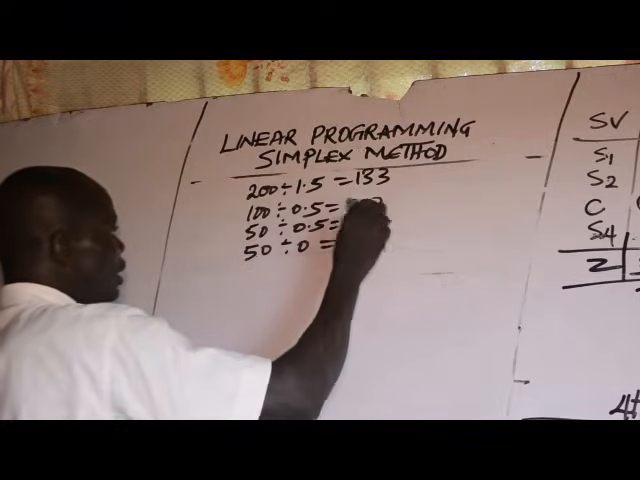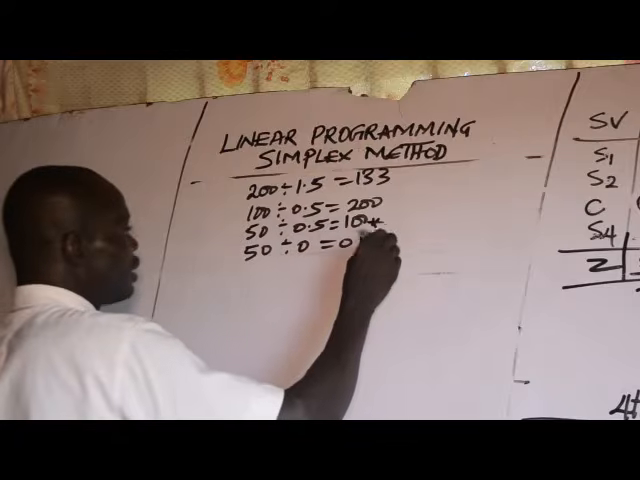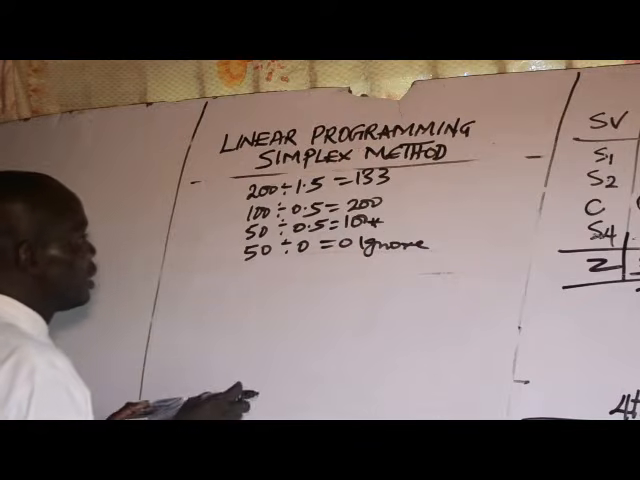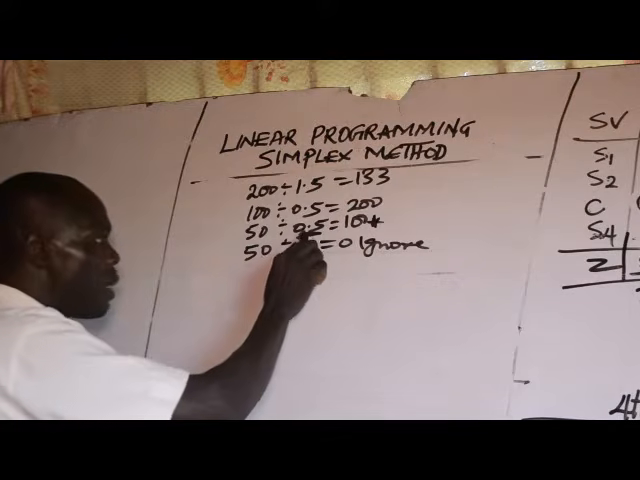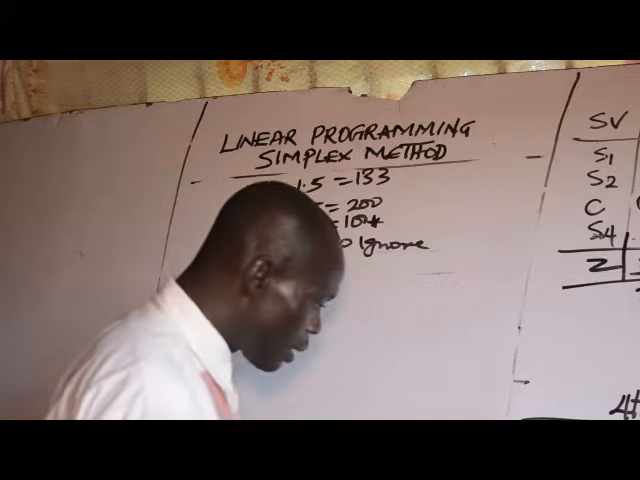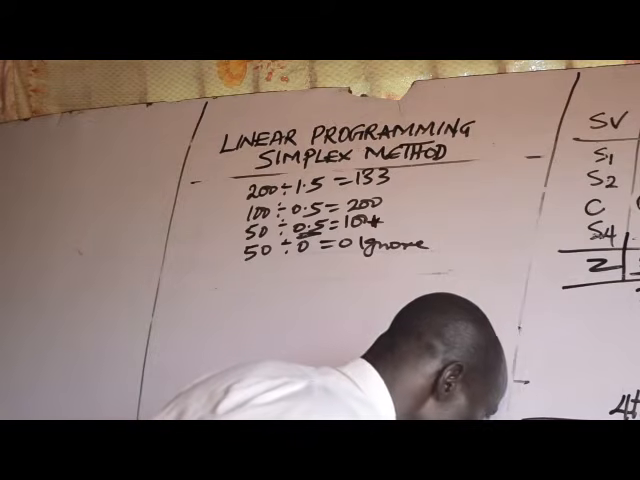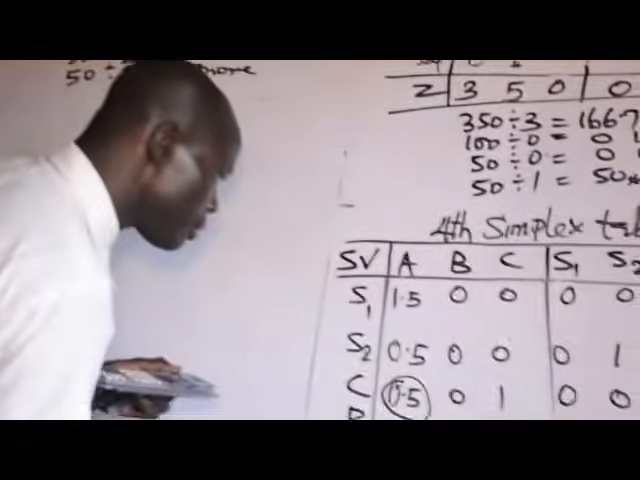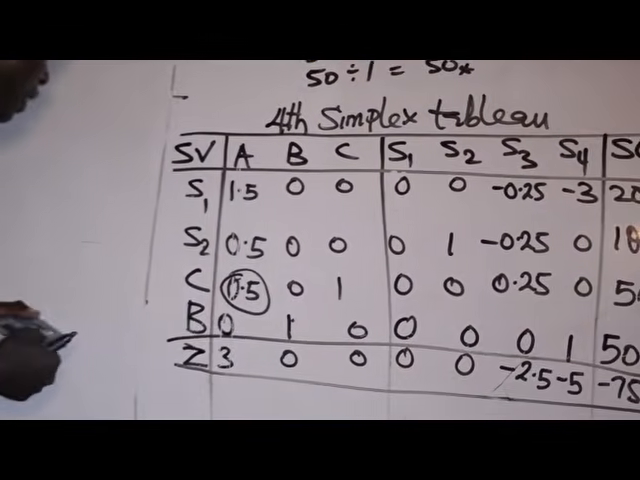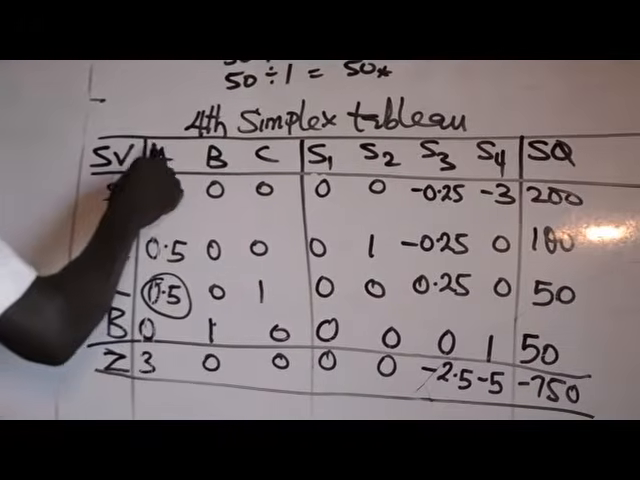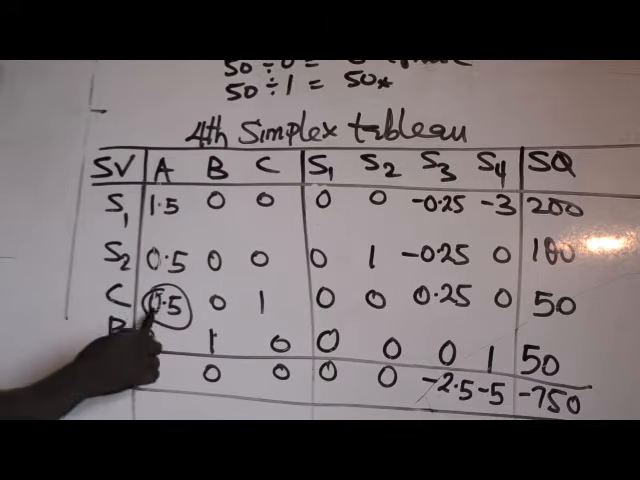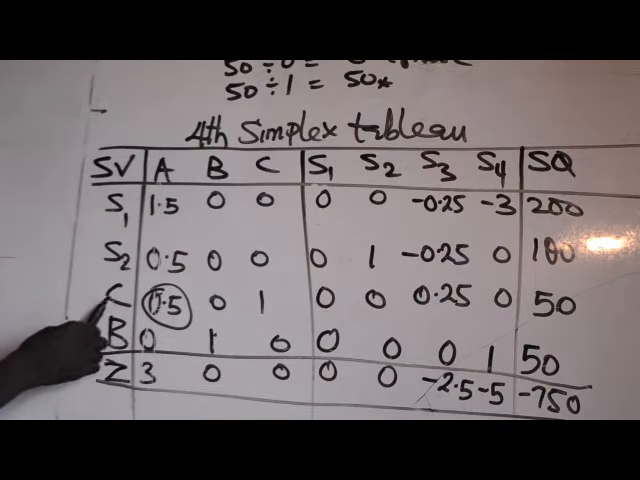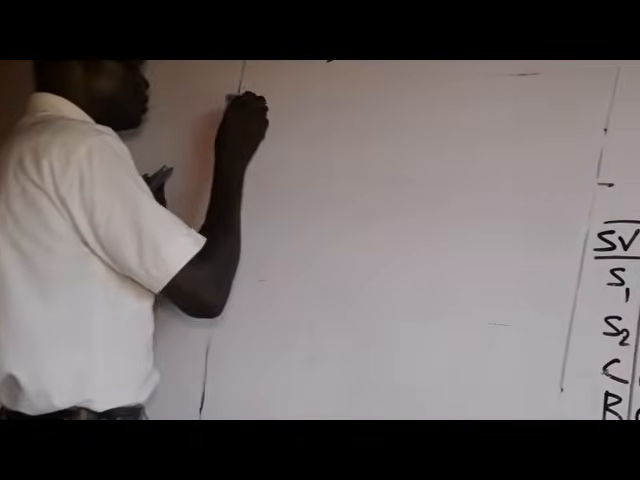The least is 100. I've told you that anytime you have a 0, that one should be ignored. So if the least is 100, this 0.5 should be our pivot. This is our new pivot. So we are going to replace the letter C here by the letter A. C is changing to A now.